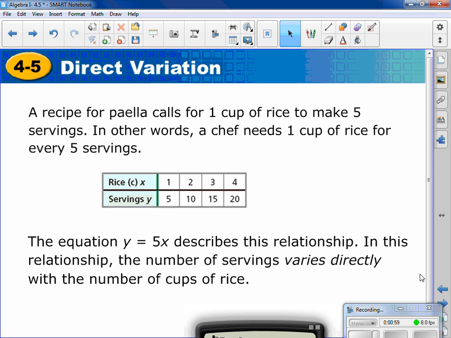The equation y equals 5x describes the relationship. In this relationship, the number of servings varies directly with the number of cups of rice. This number right here, this 5, is called the constant of variation.